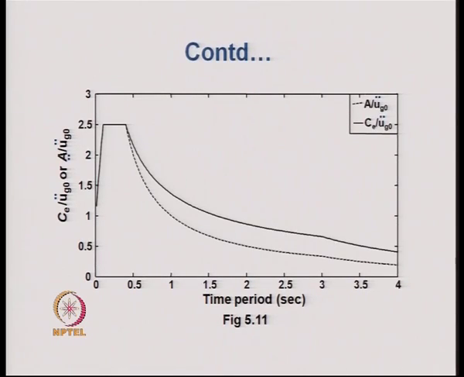This is the comparison of the C, the seismic coefficient value normalized with the ground acceleration, and the spectral acceleration normalized with the ground acceleration, and one can see that the spectral acceleration is generally lower than the seismic coefficient in the higher time period range.